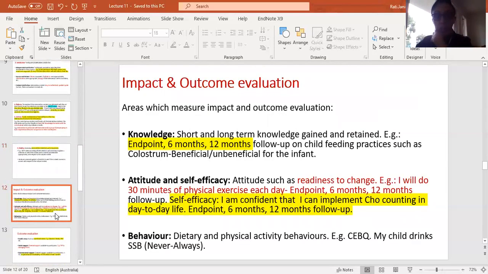All right, so now comes impact and outcome evaluation. Now, very important, remember guys, the things which you are testing in impact evaluation, they can definitely be tested for outcome evaluation in the long run. But there are certain things which you can test in outcome evaluation, which you cannot test in impact evaluation.